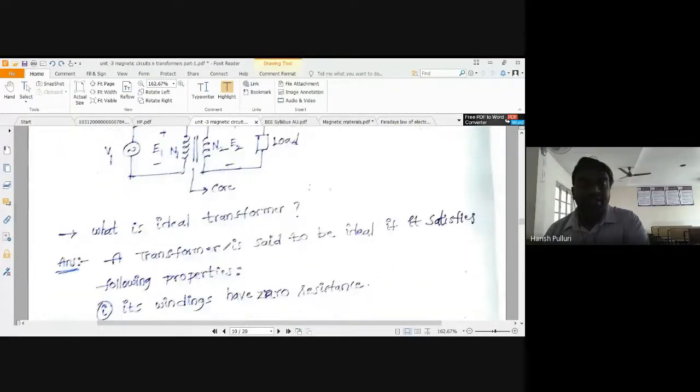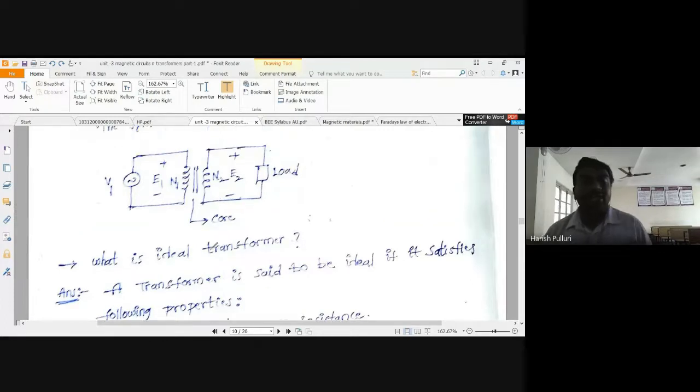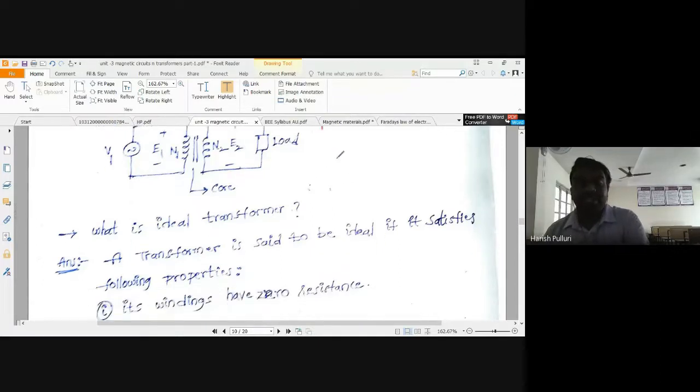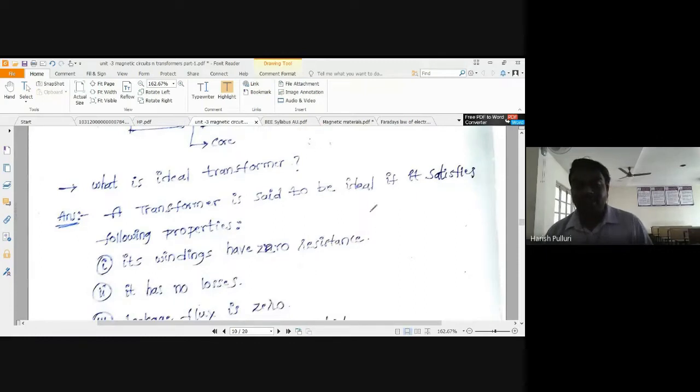Second one, that is an ideal transformer. What is the difference between an ideal transformer and a practical transformer? Ideal means generally it does not exist. Practical means exactly for the practical condition.